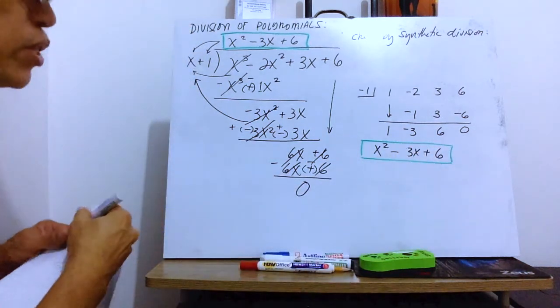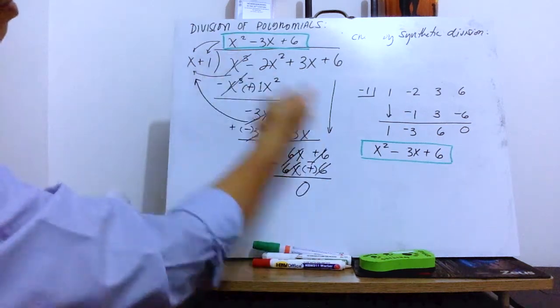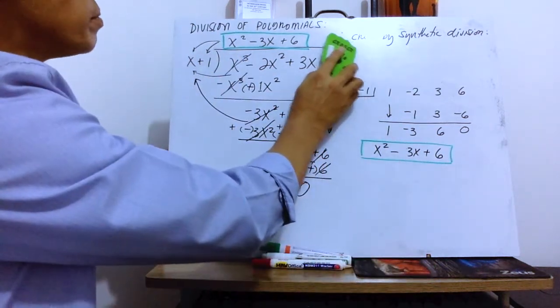If you do long division, you check by synthetic division. See? Okay, this is another one.